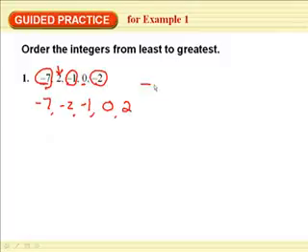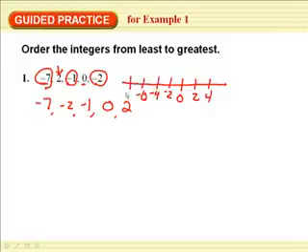Another way to do that is to plot those numbers. I'm going to do a number line by 2s. See if I can get them all in here. I'm going to plot the numbers. -7 is right there. +2 is right there. -1 is right there. 0 is right there. And -2 is right there.